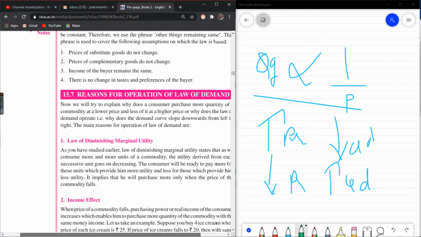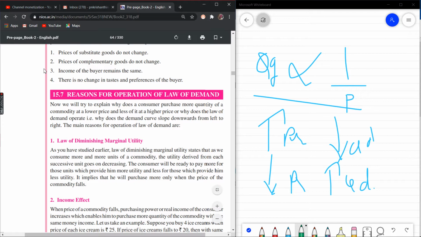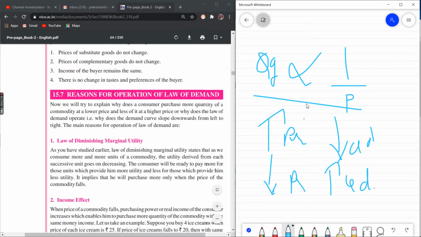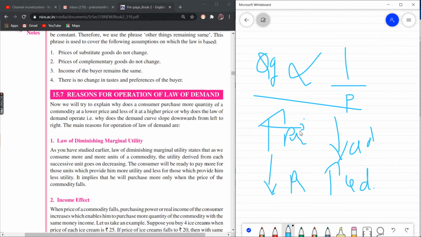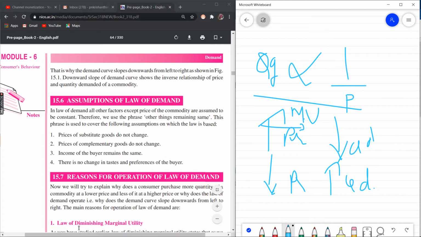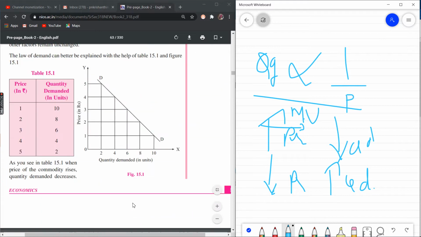Reasons for the operation of the law of demand. Why is this happening? First they are saying that it is due to the law of diminishing marginal utility. Already we have seen that due to an increase in consumption, marginal utility will decrease. So when marginal utility decreases, people may not want to consume the good. Let me move on to the graph and check what happens.